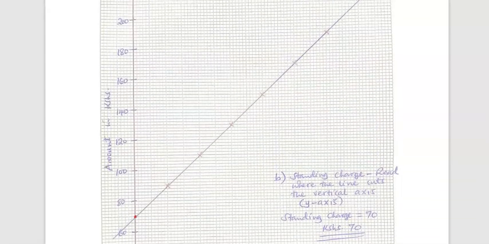Here it's a line of best fit. At least it has tried touching all the points. This one almost went off, but it has touched almost all the points. Now when you're supposed to read or state the standing charge, you simply read where the line cuts the vertical axis. Your value may be slightly different because this is graph work. So for my case, it did cut between 60 and 80, which is 70. So my standing charge is 80 Kenya shillings.